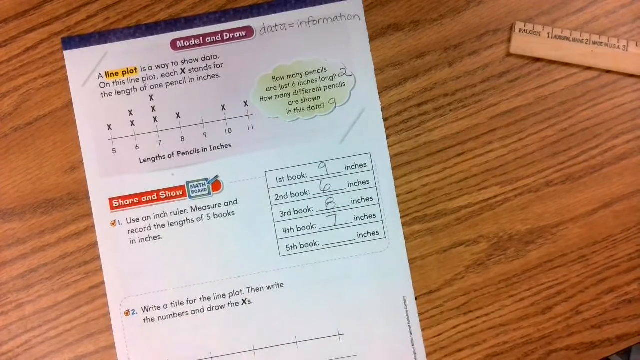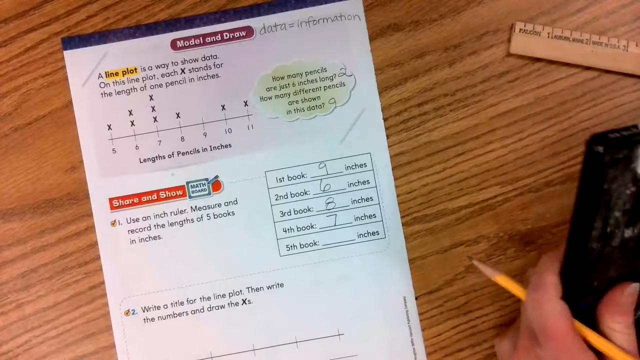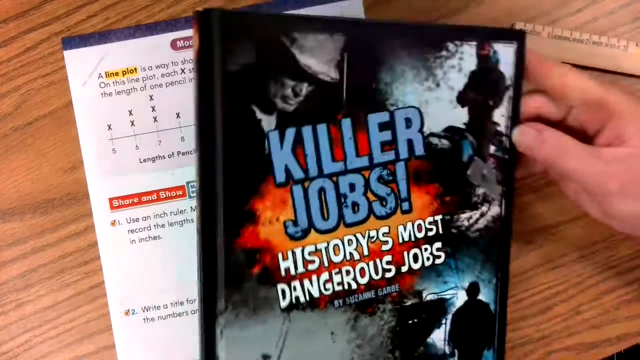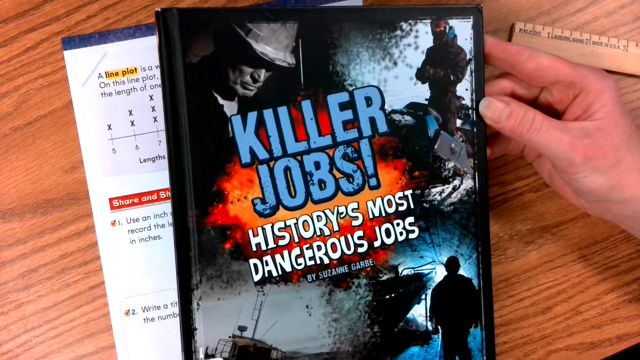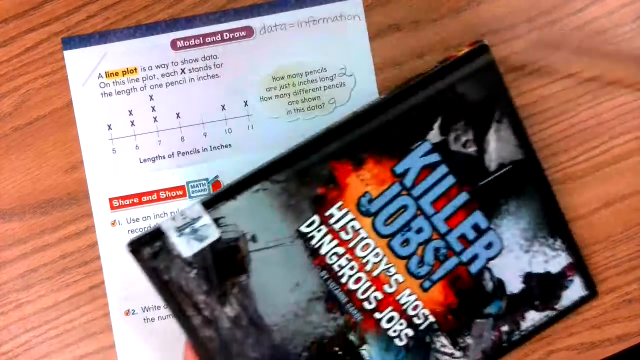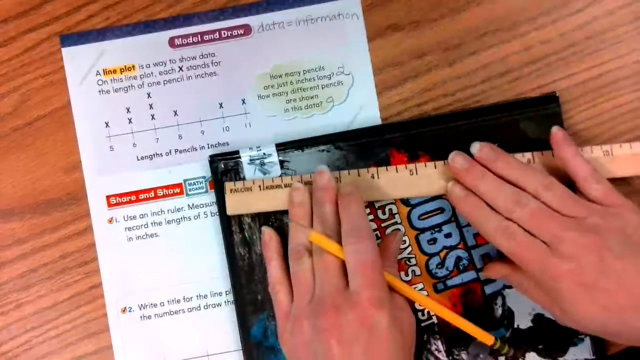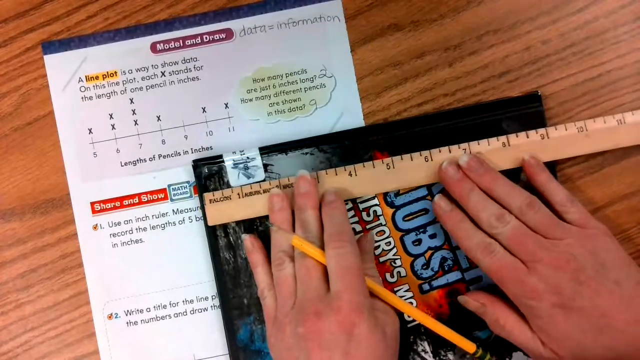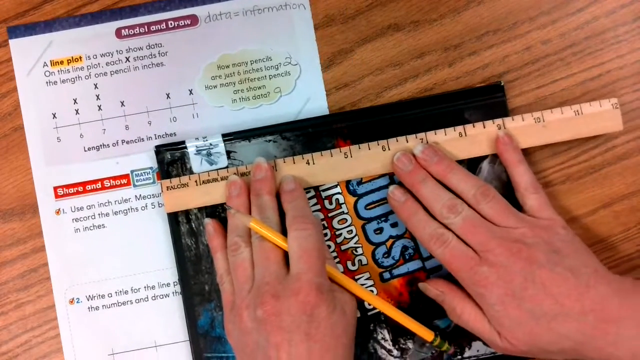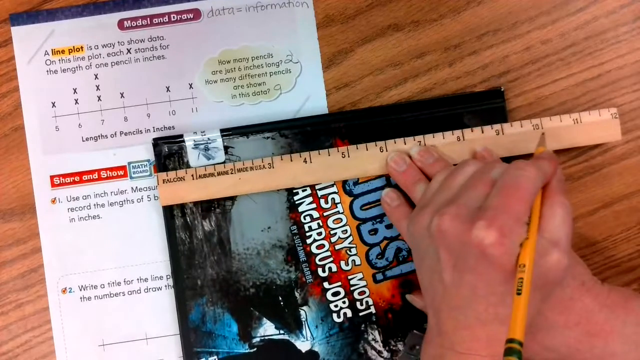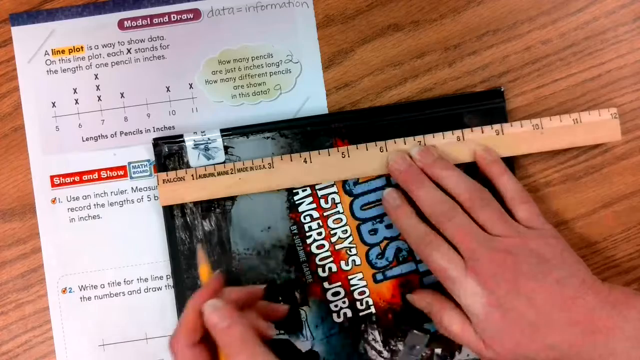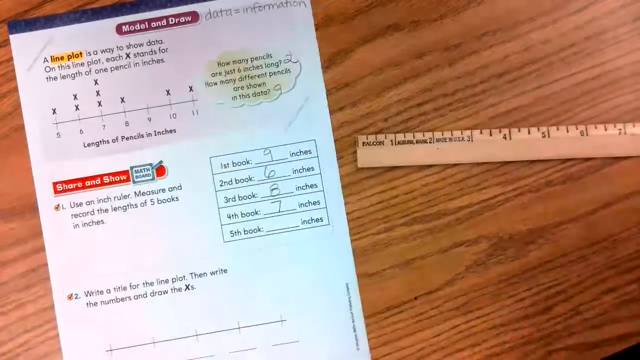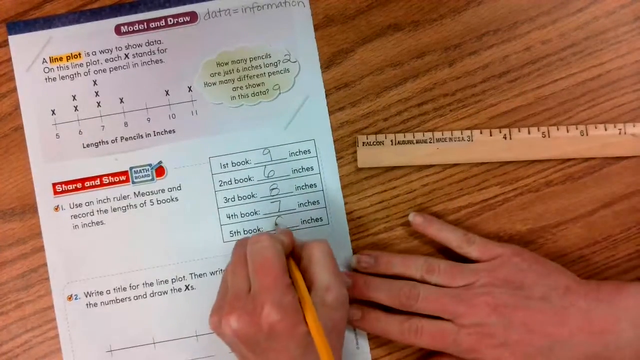And finally, Killer Jobs, History's Most Dangerous Jobs. So I'm going to measure along the spine. And that one is a little more than 9 inches. It's between the 9 and the 10, but it's definitely closer to the 9. So we're going to go with 9 inches.